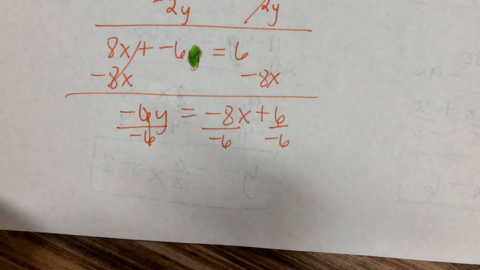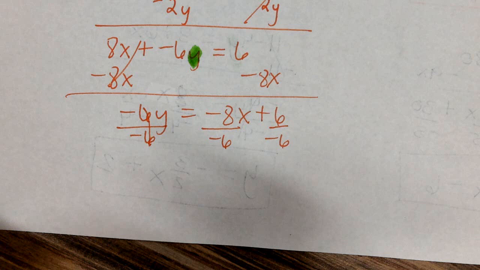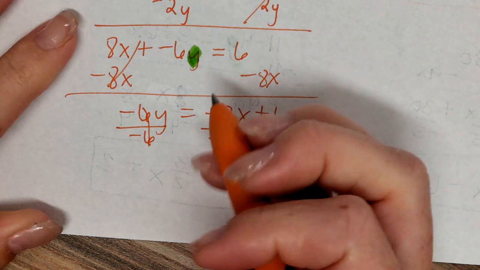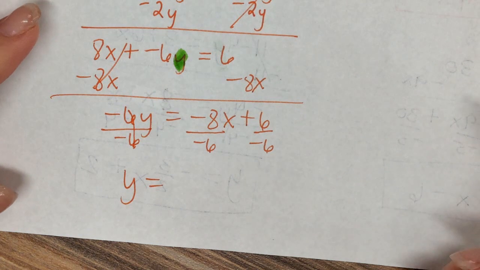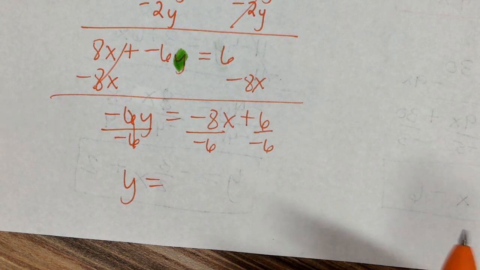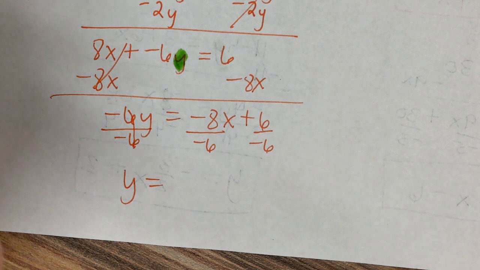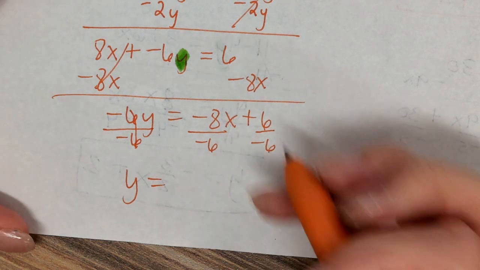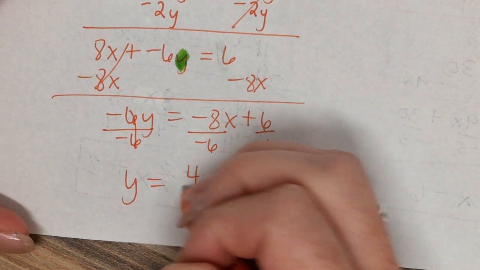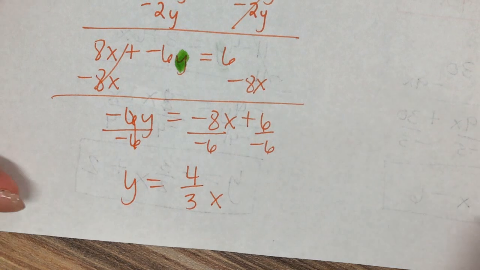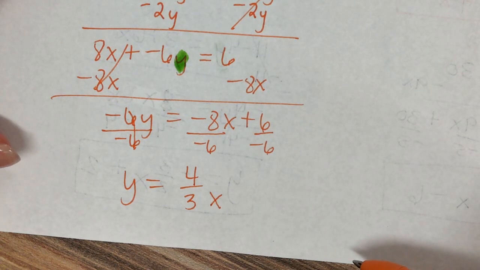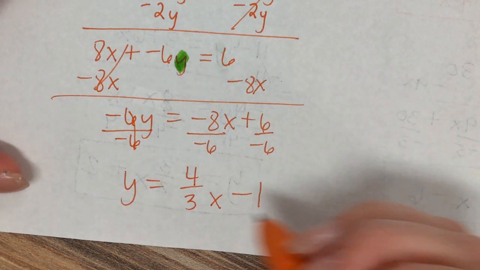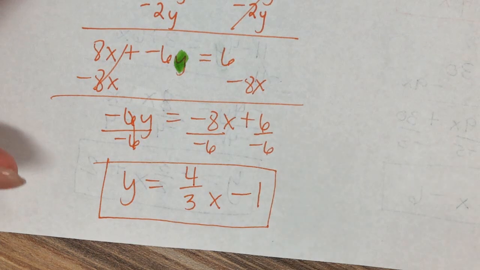And now I just have to simplify. So I have y equals, what's a negative divided by a negative? So can I simplify 8 6? They're both even, so I can divide both by 2, right? So 8 divided by 2 is 4. 6 divided by 2 is 3. And then what's 6 divided by -6? So I could put -1. What else could I put? Plus -1.